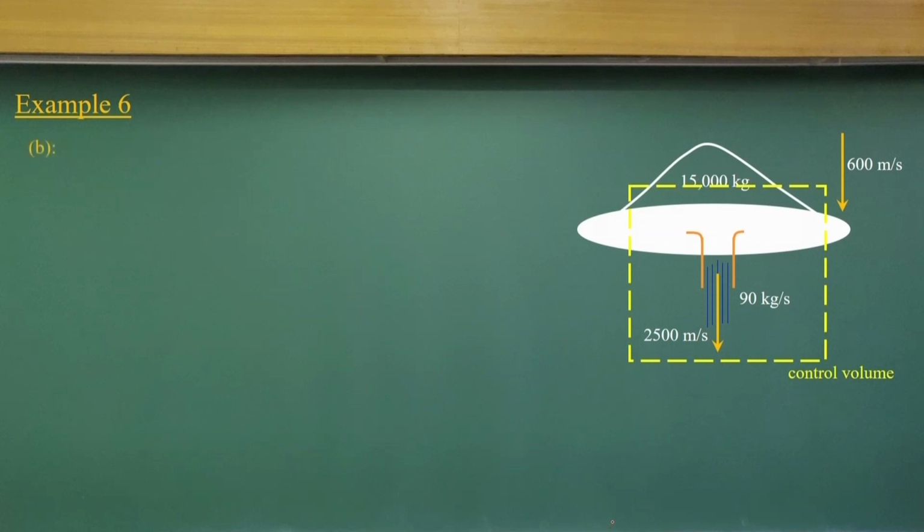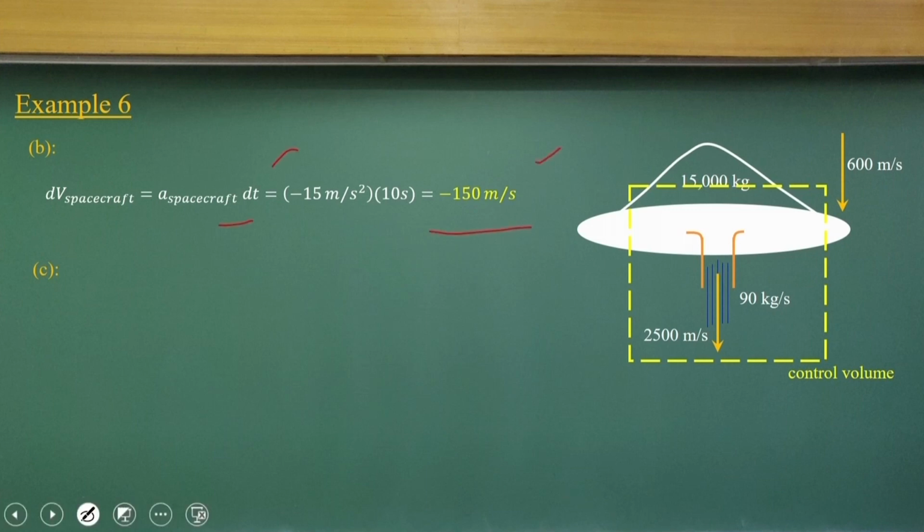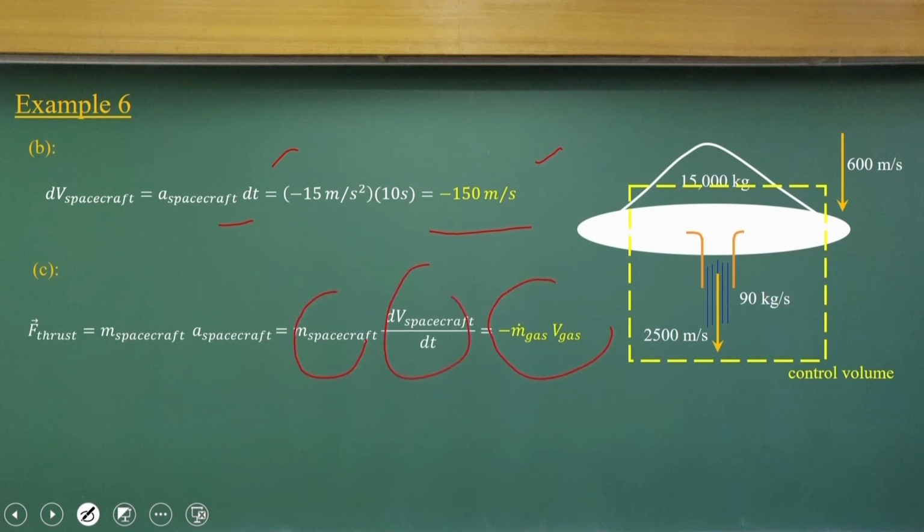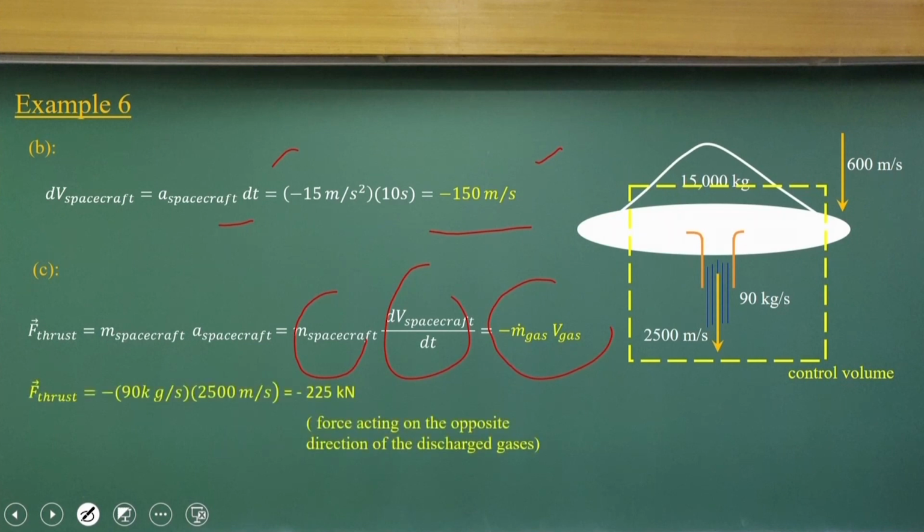The second part of the problem is to compute the change of velocity. It is very easy because we know the acceleration; multiplied by the time dt, we get the change of velocity, which will be minus 150 meters per second. The force acting is also easy to compute, from the momentum flux or the mass of the spacecraft and the acceleration. The thrust acting comes to 225 kilonewtons, acting in the direction opposite to the discharge of gases. That is what happens.